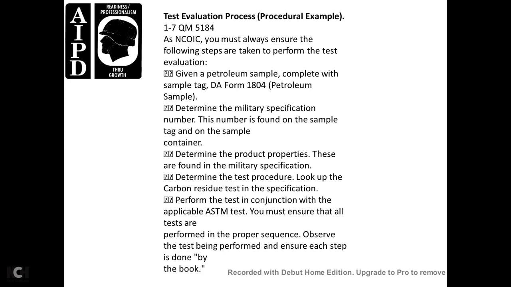QM 5184. The NCOIC must also ensure the following steps are taken before the test: complete the petroleum sample tag, DA Form 1804, petroleum sample. Determine the military specification number. The number is found on the sample tag on the sample container. Determine the product properties that are found in the military specification.